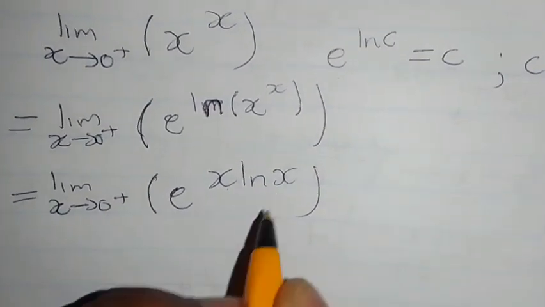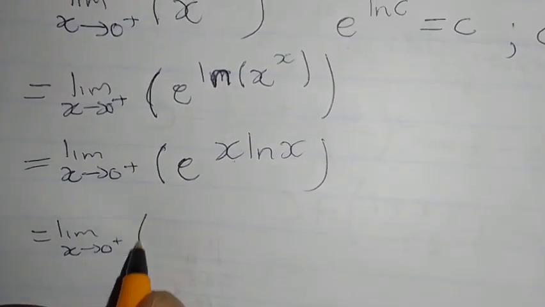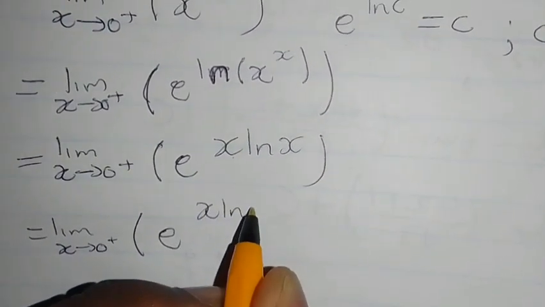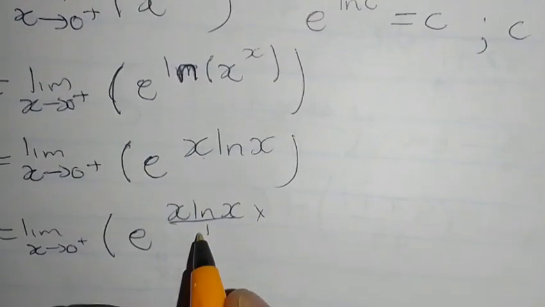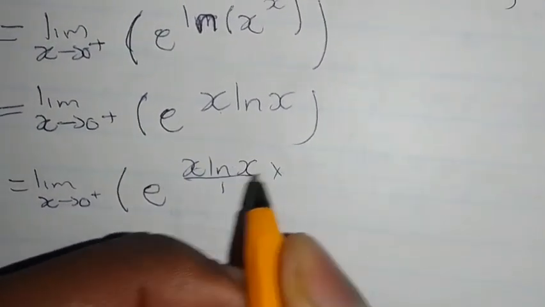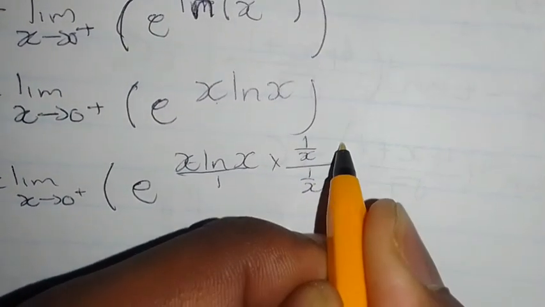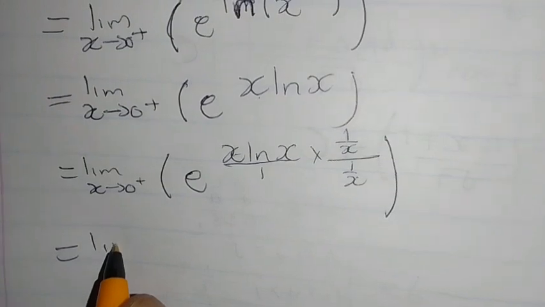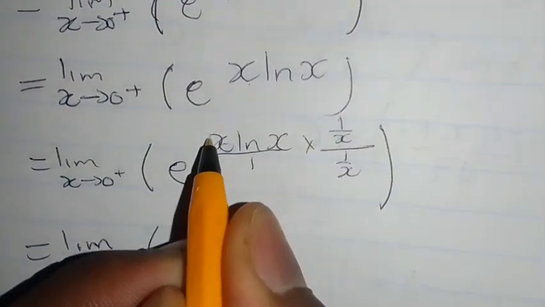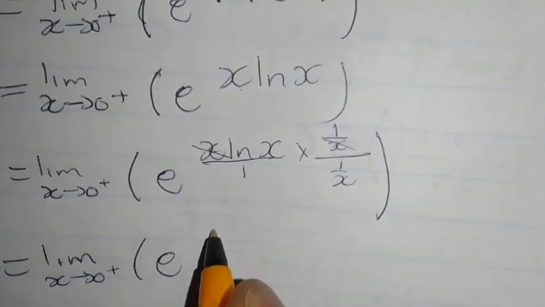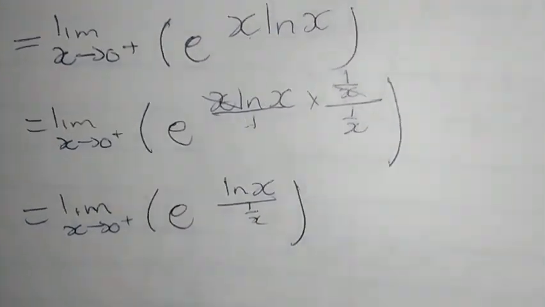So what I'm going to do now is transform this. I'll have the limit when x approaches 0 from the right of e to the power x ln x. Now I'm going to multiply. Remember, x ln x is the same as x ln x over 1, because when you divide by 1, it's just going to be that number. So now I'm going to multiply both numerator and denominator by 1 over x. So I have the limit when x approaches 0 from the right of e to the power, now x will cancel with this x here, so you just have ln x, and 1 divided by 1 over x is just going to be 1 over x. So now you have this one.